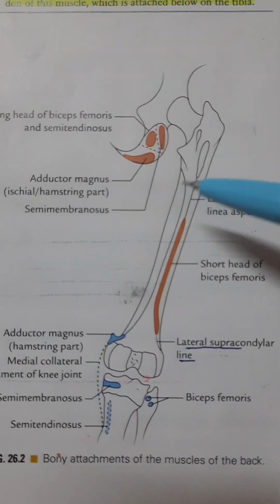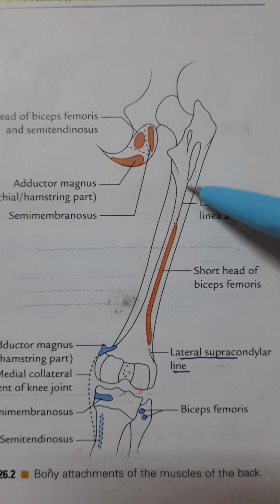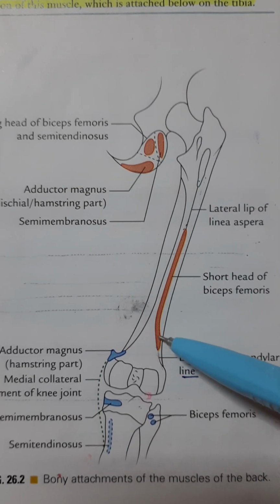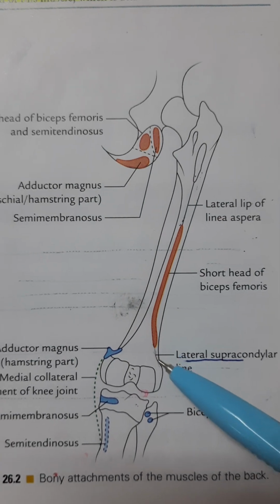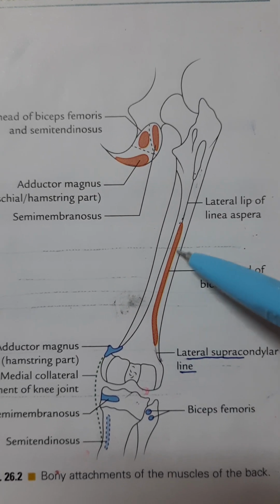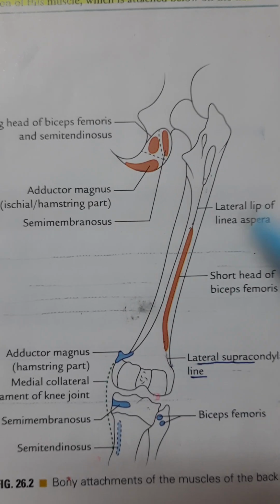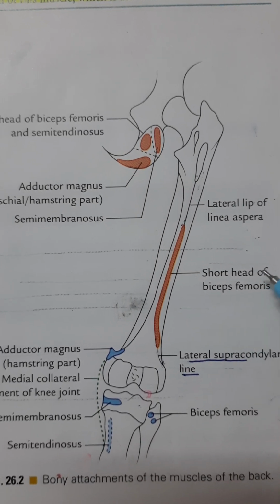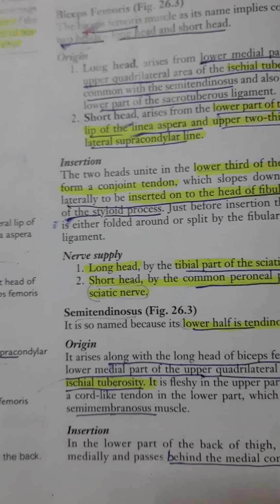So coming to this diagram, this is the lateral lip of the linea aspera and this is the lateral supracondylar line. So from the upper two-third of the lateral supracondylar line, we have the origin of the short head of the biceps femoris. Now about the insertion.